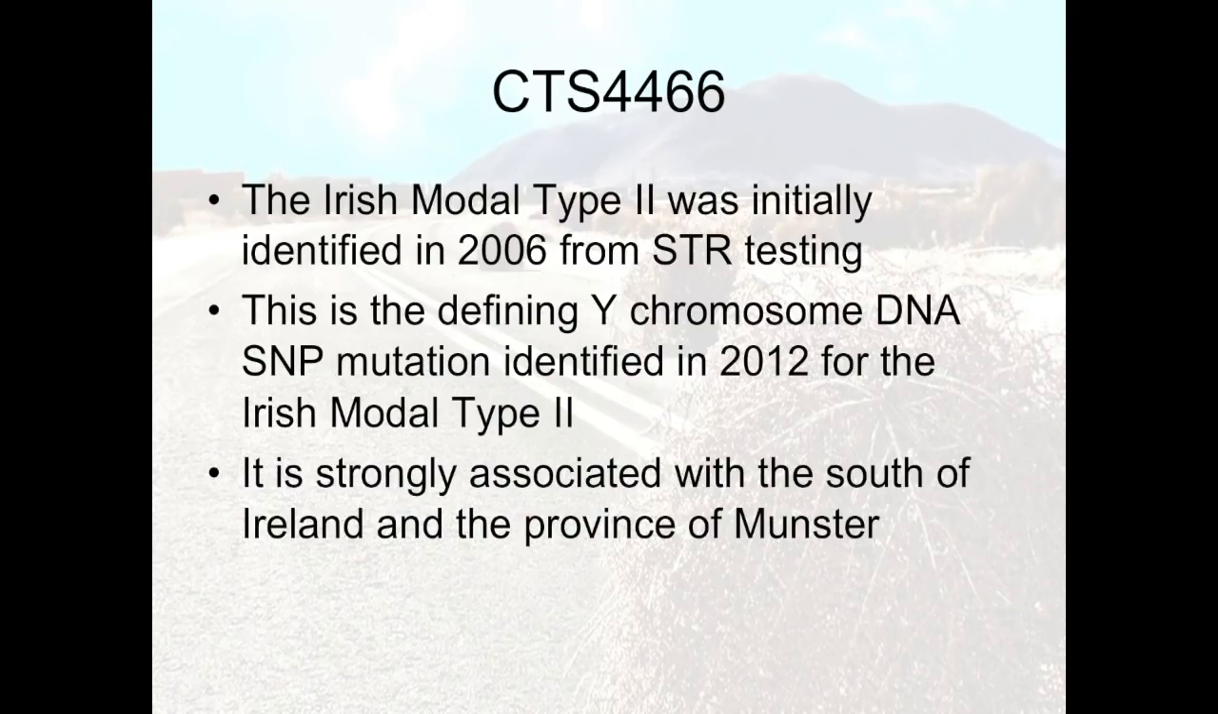Okay, so CTS4466 was initially identified in 2006 from short tandem repeat testing. It's associated with the south of Ireland, the province of Munster. There is a particular SNP mutation, the CTS4466, that was identified in 2012, which is associated with the Irish modal type 2. So as I say, associated with the south of Ireland and the province of Munster.